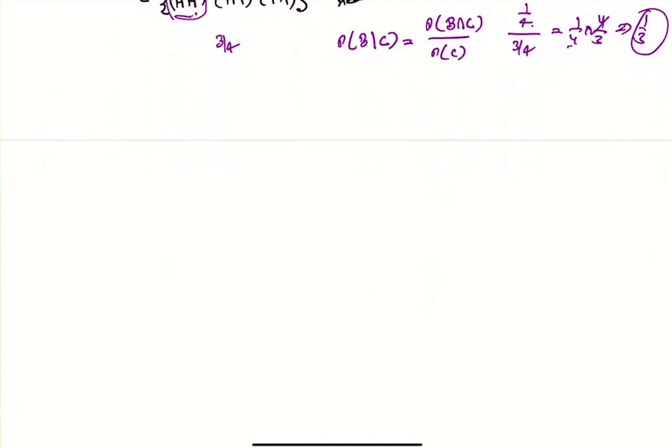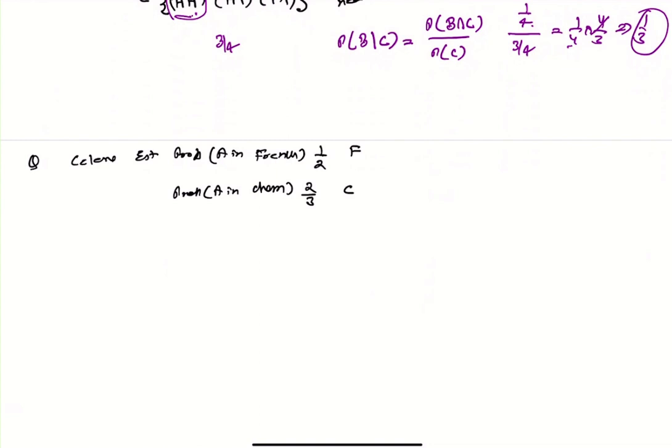Next question is, Celine estimates the probability of A in French as half and probability of A in chemistry as 2/3. Let's call that one F and that one C. If Celine decides to base her decision on the flip of a coin, what is the probability that she gets an A in chemistry?